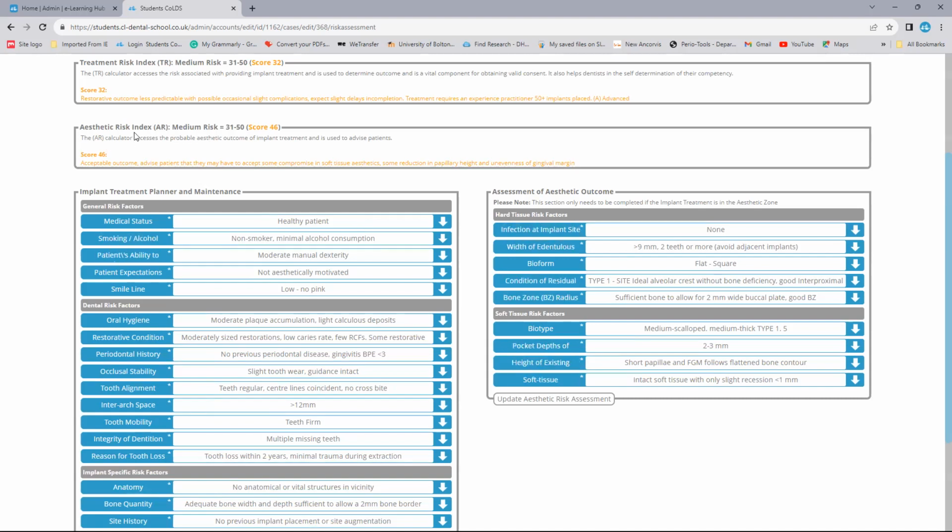Now, the aesthetic risk index, the score is a medium risk. It's 35 to 50, and your score was there. The aesthetic risk calculates the possible aesthetic outcome of an implant treatment and is used to advise the patients. Acceptable outcome: advise the patient they may have to accept some compromise in the soft tissue aesthetics, some reduction of papillary height, and uneven gingival margins. Would you say that was correct? I would say so, yeah.